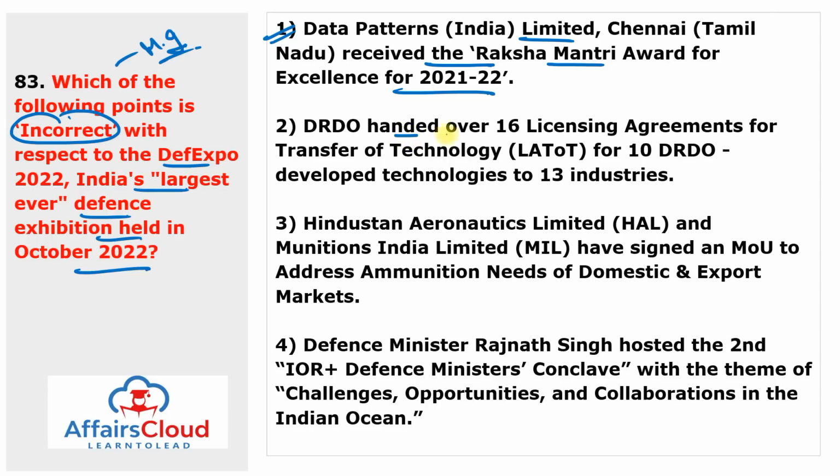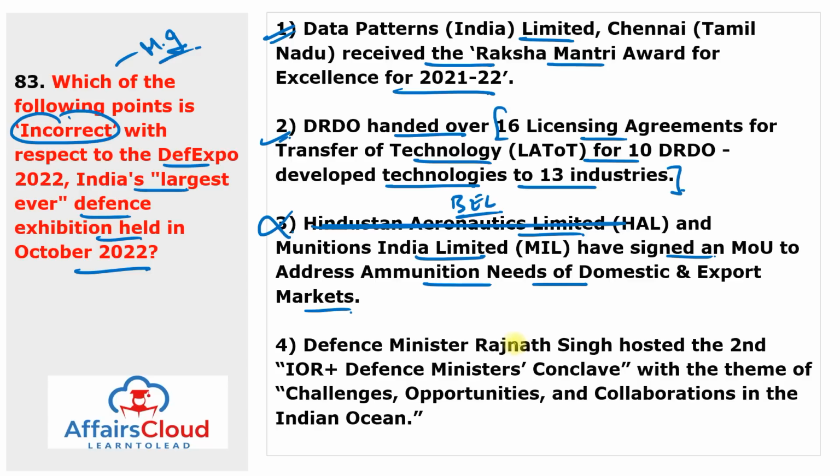Next is DRDO handed over 16 licensing agreements for the transfer of technology for 10 DRDO-developed technologies to 13 industries. This statement is also true. Next is HAL, or Hindustan Aeronautics Limited, and Munition India Limited have signed an MOU to address ammunition needs of the domestic and export market. This is not HAL, this is BEL. Bharat Electronics Limited and Munition India Limited have signed an MOU to address ammunition needs of the domestic and export market. So, this statement is wrong.